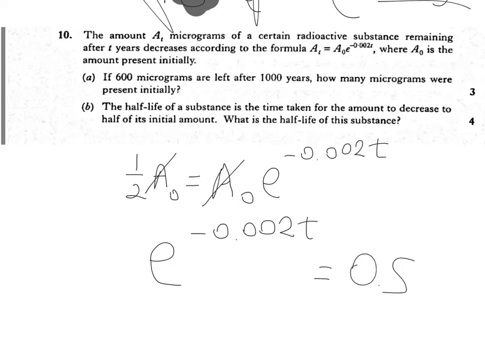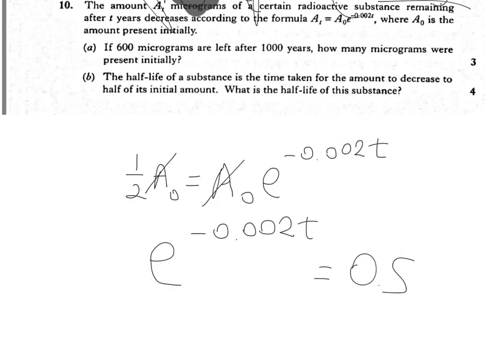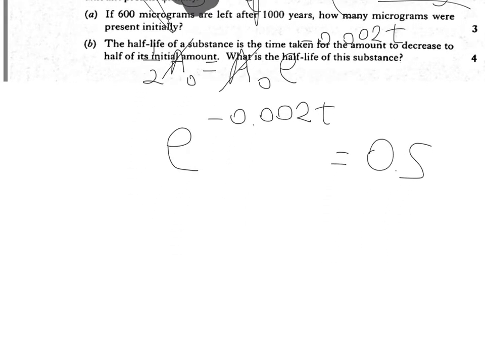Only when this bit is flush, we're just starting e with nothing in front of it. Only when we get to a point where there's no value in front of it are we ready to take natural logs. So we are. So the next thing that I would do is communicate that to the examiner. So we're going to take natural logs of both sides.